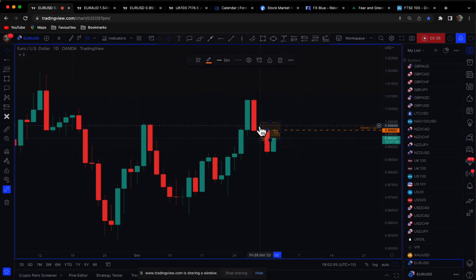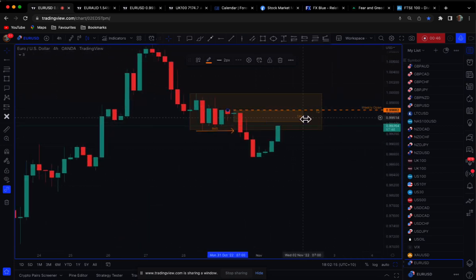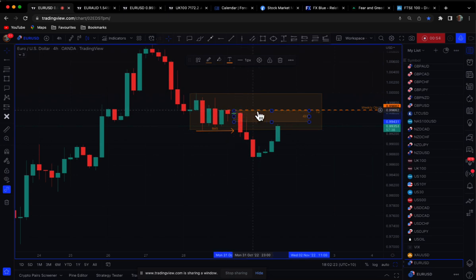So on the daily we've got this green candle here to the left. I've just marked that up as a key level of resistance, and we can see this is actually a 4 hour. We have this nested 4 hour. So we've got the weekly open level here, we've got a daily and a 4 hour nested level.